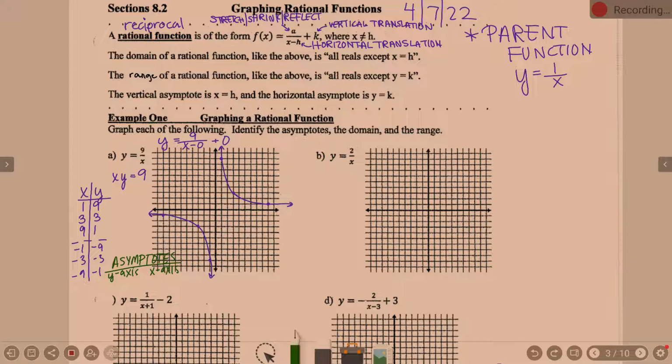So, the y-axis is a vertical asymptote. Vertical asymptotes are always x equals a number. The y-axis is x equals what number? It's x equals 0. Which should make sense because my graph moved left to right how far? 0. So it's x equals 0 right there.